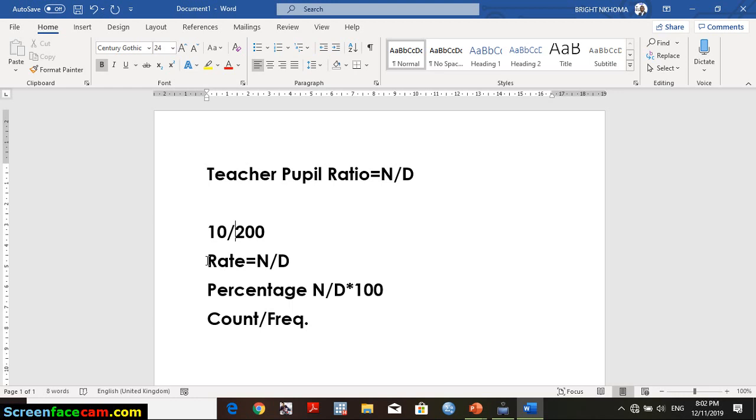So for a rate, we are saying that the numerator is supposed to be related to the denominator. An example would be mortality rate, where we are looking at the total number of deaths that happened in that population over the total population. Let's say we recorded 40 deaths, then the total population is 200. Then what is going to be our rate? So it's 40 divided by 200 to be what?